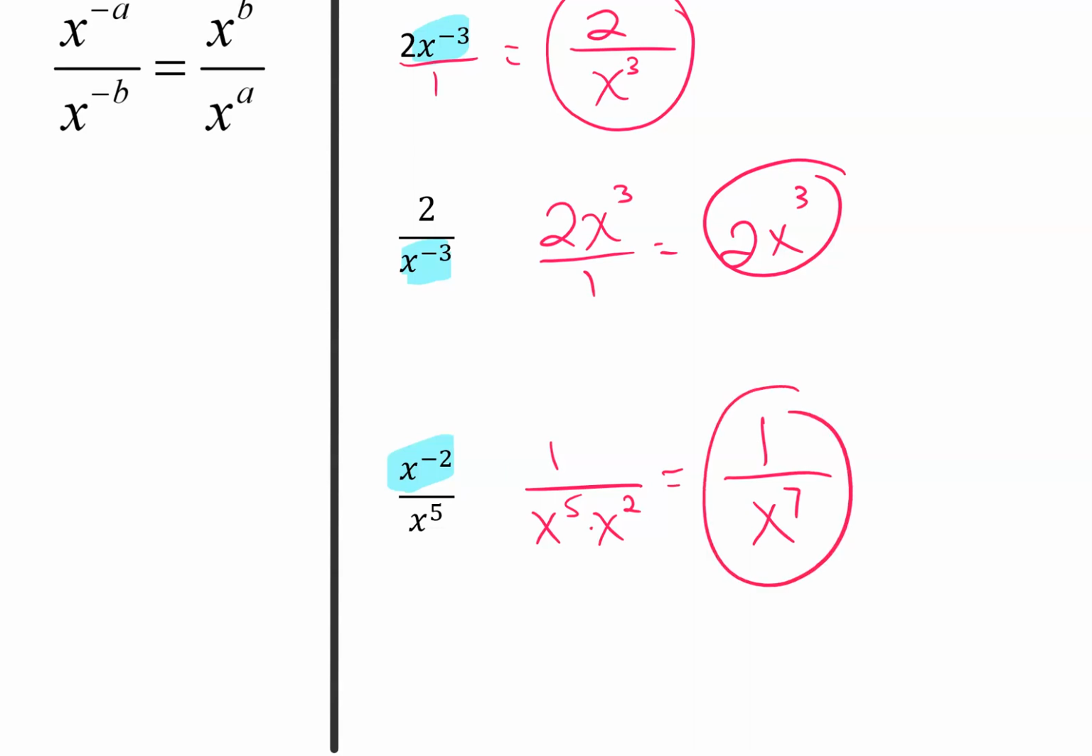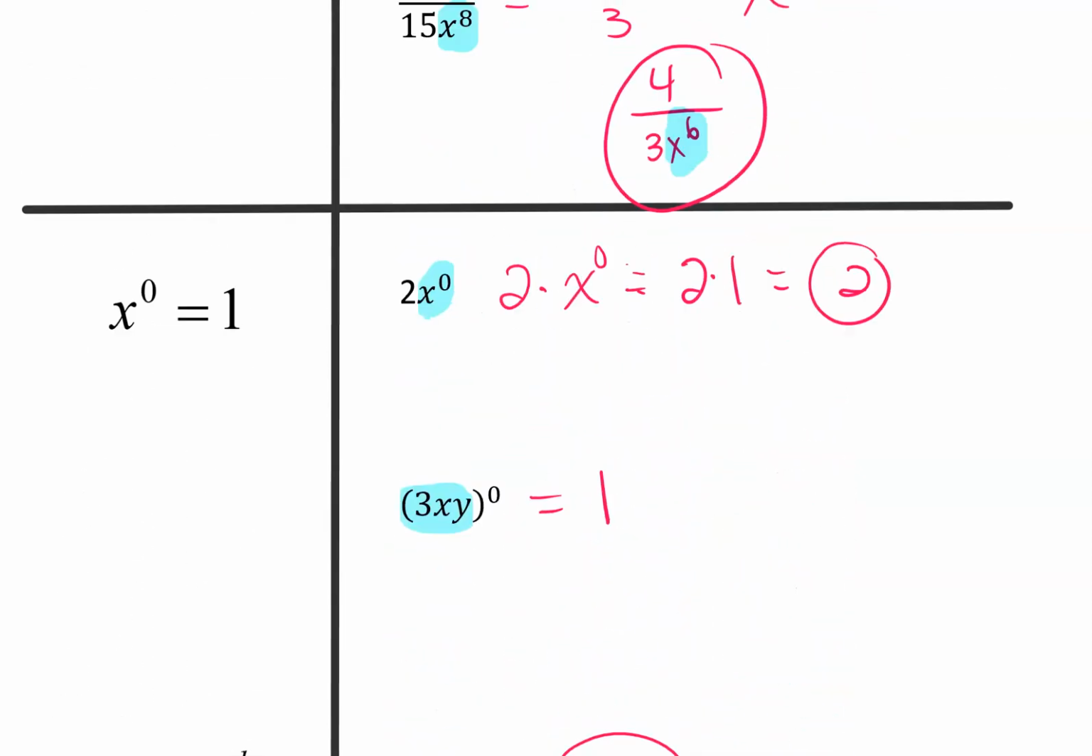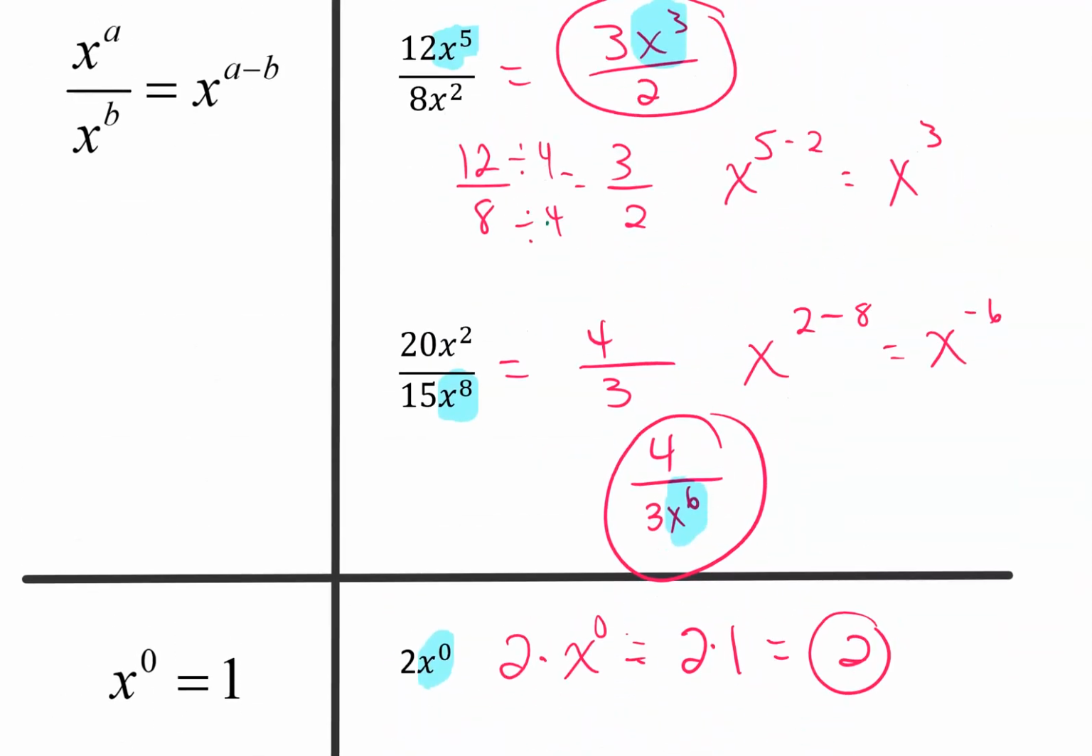Now that we've talked about those negative exponents, if we want to revisit the example we did up here, with 20x squared over 15x to the 8th, you can see because it was 4x to the negative 6 over 3, we needed to move that x to the negative 6 to the denominator. The 4 stayed put. So 4 over 3x to the 6th. All right, that's it.